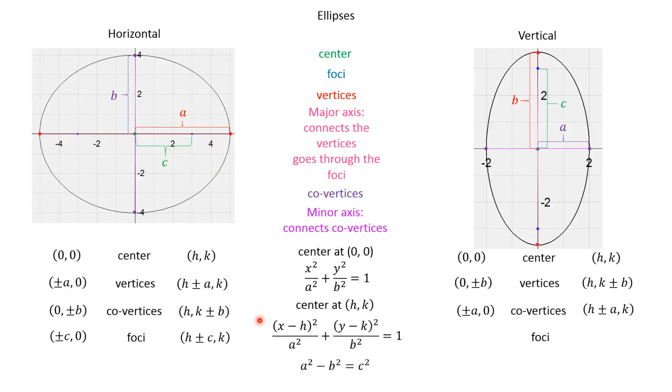And then the foci are, again, just like the vertices, except with C. So instead of plus or minus B, we have plus or minus C. And same thing here. Notice the foci for vertical change vertically. It changes the y value, not the x value.